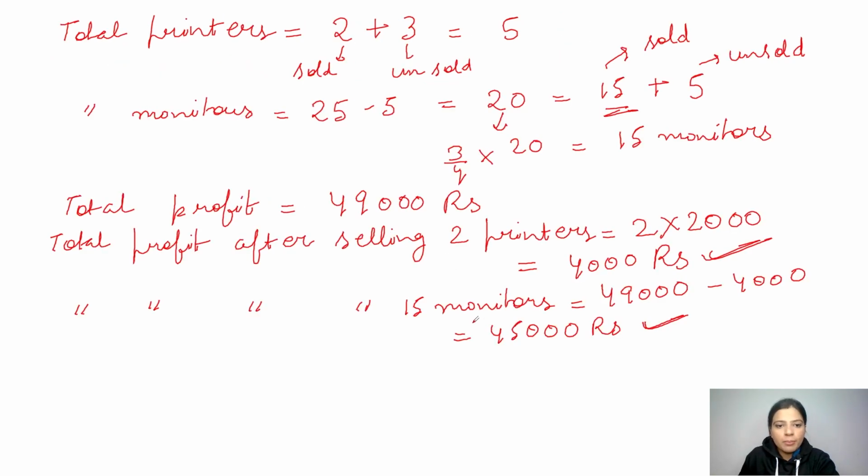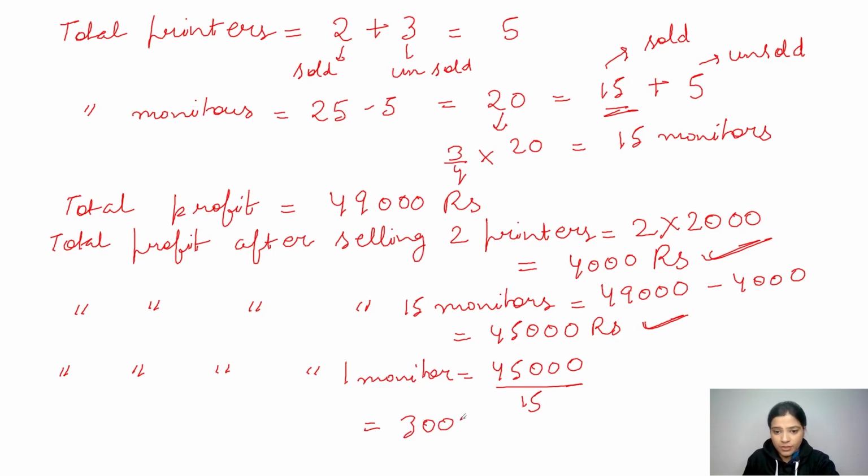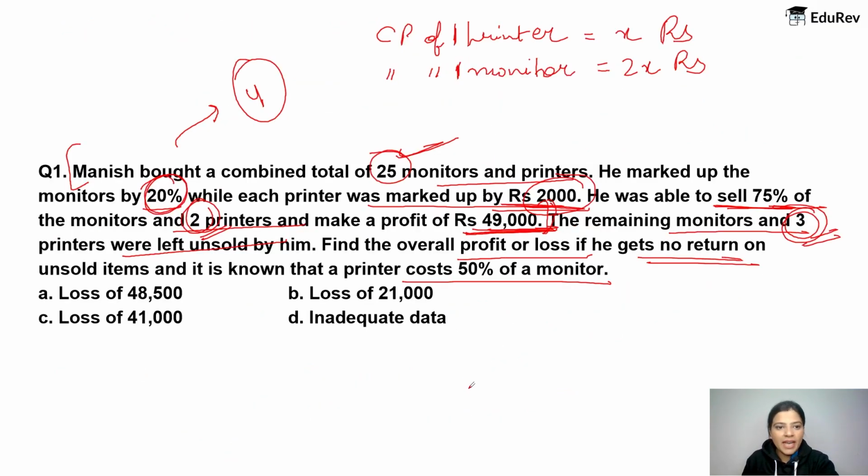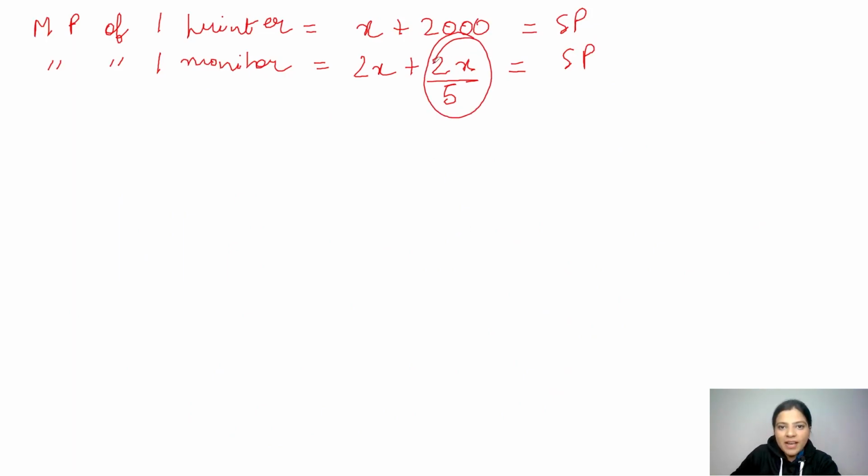Also, I know the total profit after selling 15 monitors is 45,000. So can I write down the profit after selling one monitor? If for 15 monitors it is 45,000, then after selling one monitor it will be 45,000 upon 15, that is 3,000 rupees. So this 3,000 is the profit on one single monitor. So what is the profit? Actually 20% of the CP, because the monitor was marked 20% up on the CP. So this 2x upon 5 is equal to 3,000.